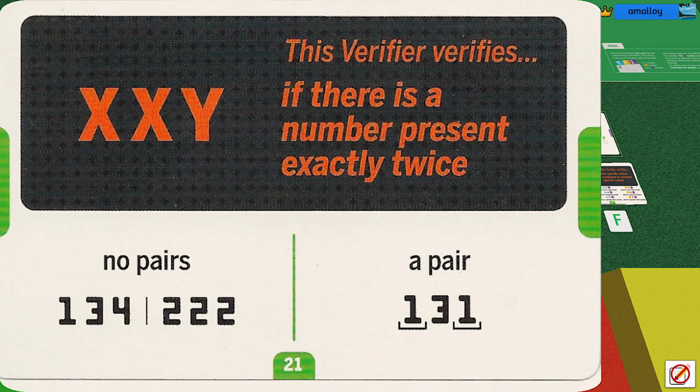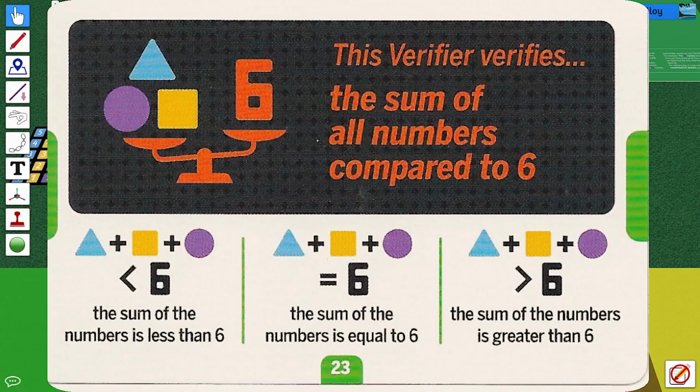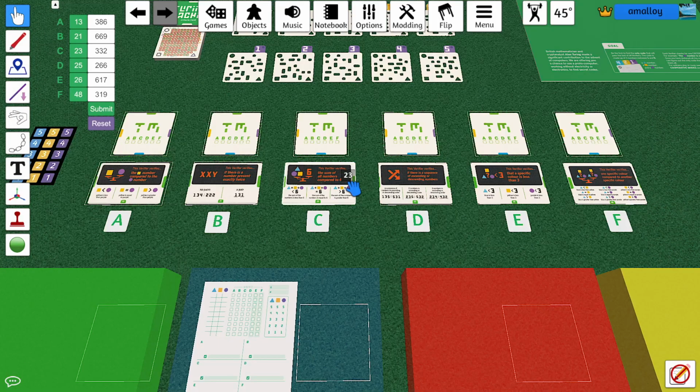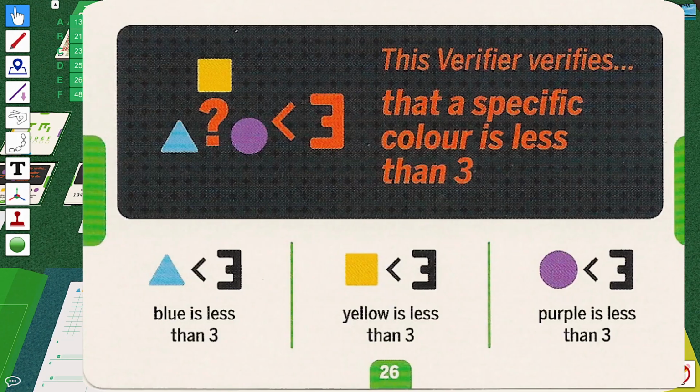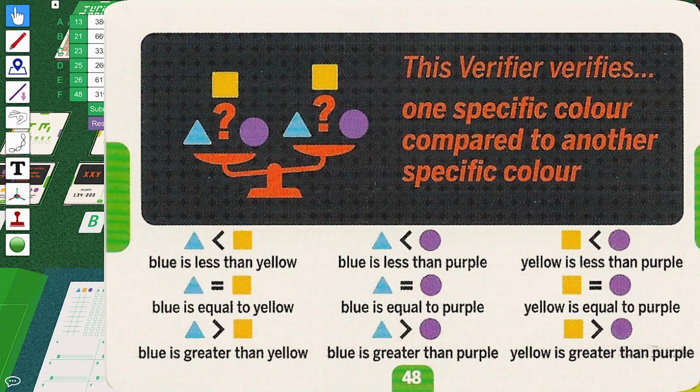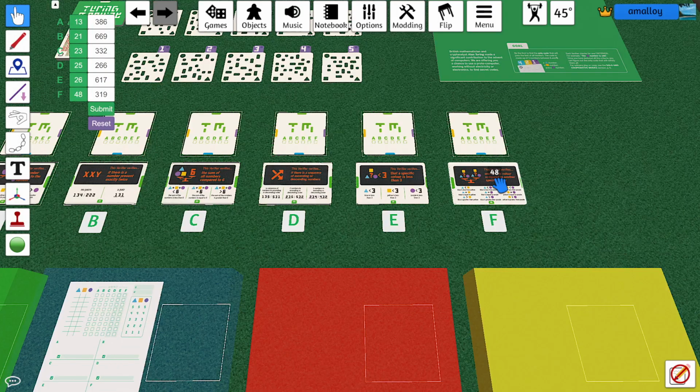We can check whether there's a number present exactly twice. Sum of all numbers compared to 6. Ascending or descending sequence. Okay. One of the colors less than 3. And then this one comparing 2 colors to each other, which we had last game.